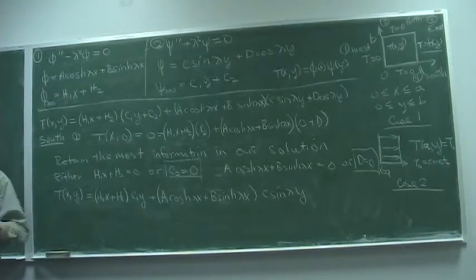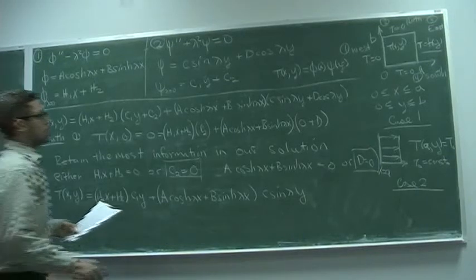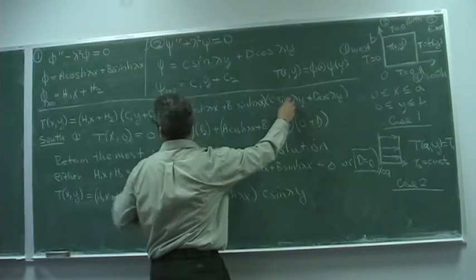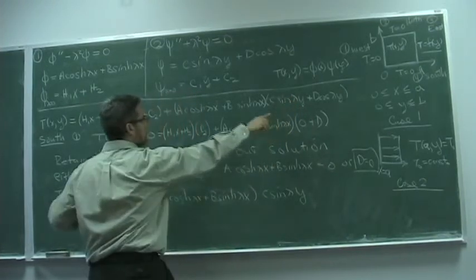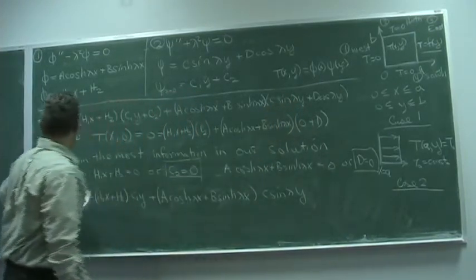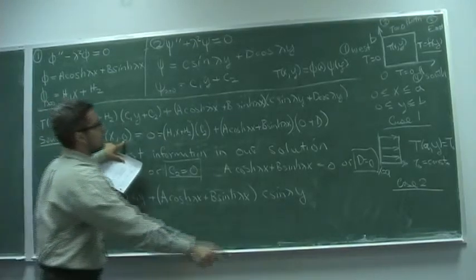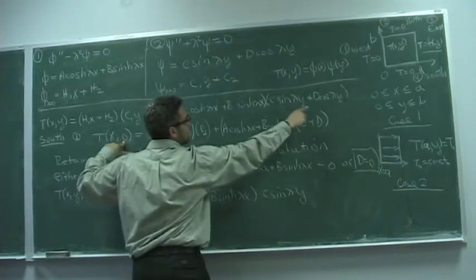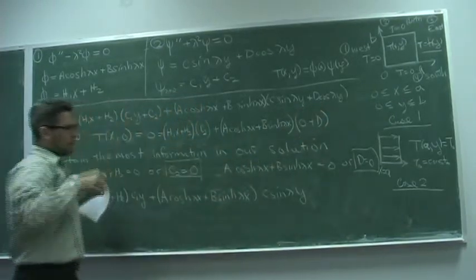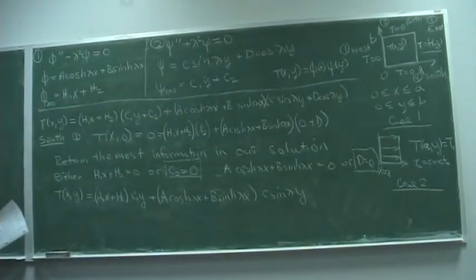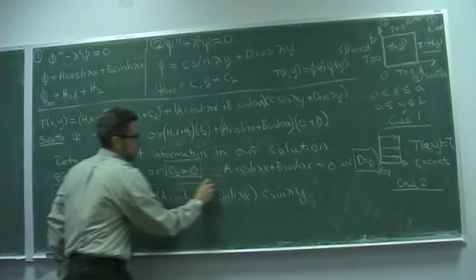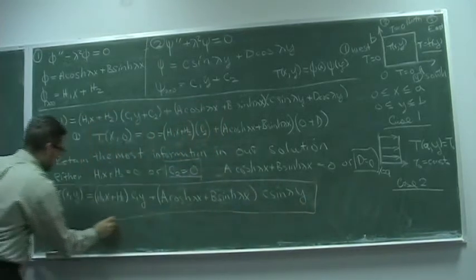Question: is it 0 plus d? Yes, 0 plus d. When I put in my boundary condition, y is 0, sine of 0 is 0, and cosine of 0 is 1, so that's where I got my d in there. All right, so this is where I'm at right now. Let's keep going.